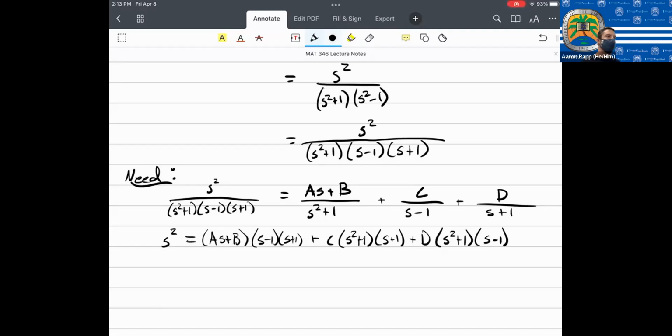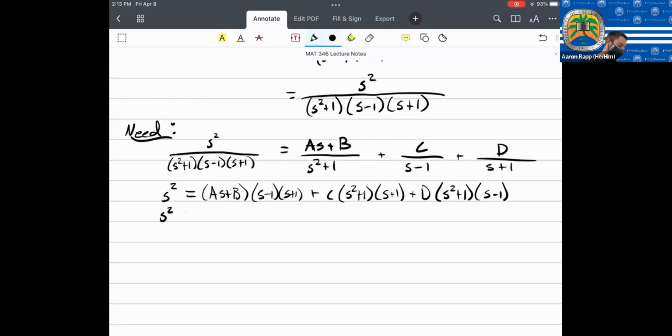So now I need to break this down. Again, it becomes an algebraic problem. Not necessarily an easy algebraic problem, but at least an algebraic problem. If I look at s minus 1 times s plus 1, what is that going to become? S minus 1 times s plus 1. S squared minus 1. And I'm doing that because I know I'm going to need to FOIL between my as plus b term and this term right here. And that's just going to make it a little bit easier to do.